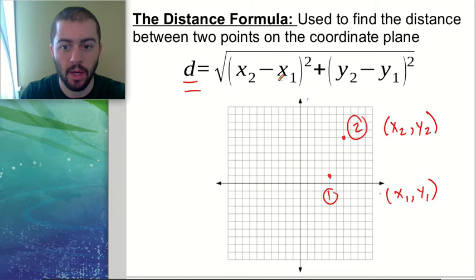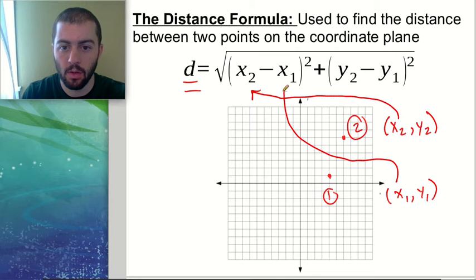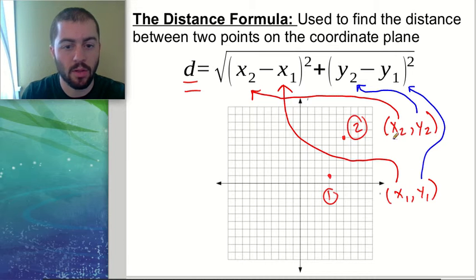So x2 minus x1, we're going to take x2 from point 2 here, and we're going to take x1 from point 1. And then for the y coordinates, we'll take y2 from point 2 here and y1 from point 1. So we're going to plug in whatever these two numbers are. These would be obviously real numbers in real life.